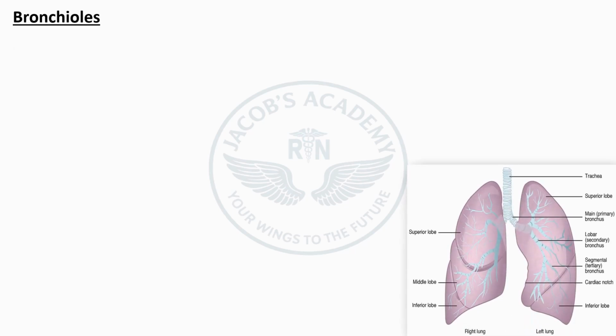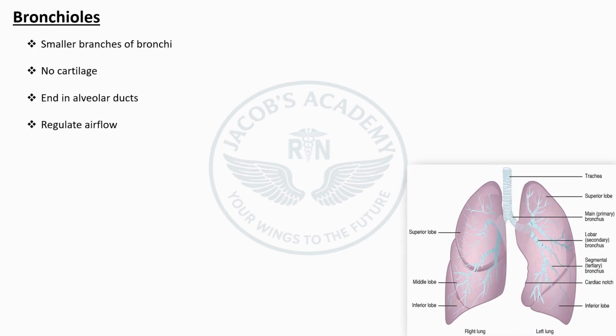Now let us discuss the bronchioles and the lungs. First the bronchioles. The bronchioles are the smaller branches of the bronchi. Unlike the bronchi, bronchioles do not have cartilage and they end in alveolar ducts which lead to the alveoli. The bronchioles help in regulating airflow by contracting or relaxing their smooth muscles.